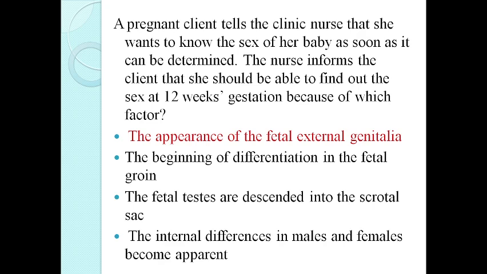See, the answer should be the appearance of the fetal external genitalia, because by the end of the 12th week the external genitalia of the fetus have developed. So in that condition we should know the sex of the babies. At the end of the 7th week the male and female differences will begin. Scrotal descent will happen at the end of the 38th week of gestation. So the external genitalia differentiation occurs at the end of the 9th week. It is a very important question.